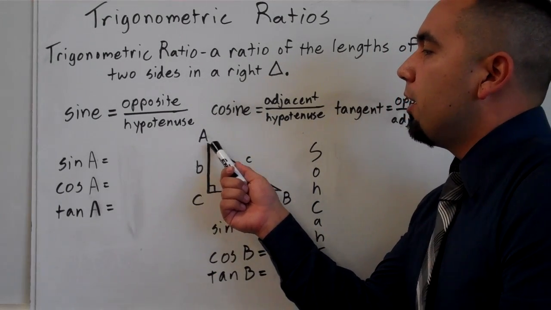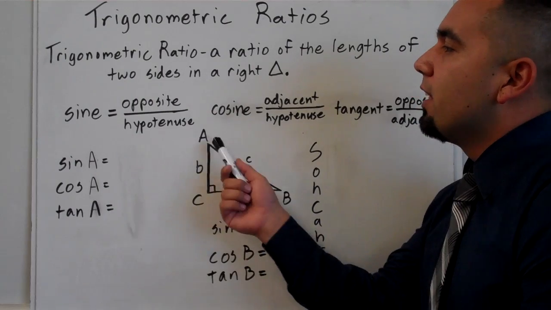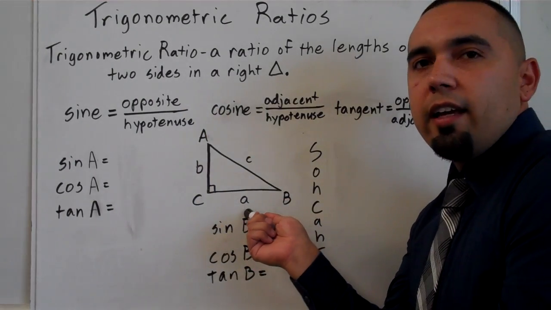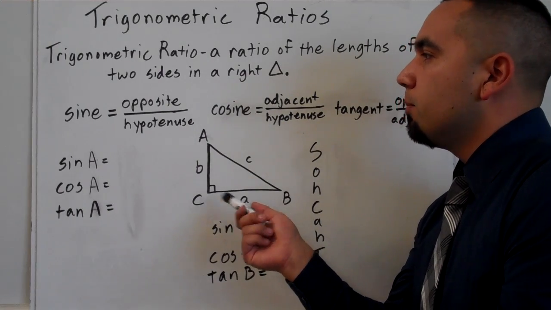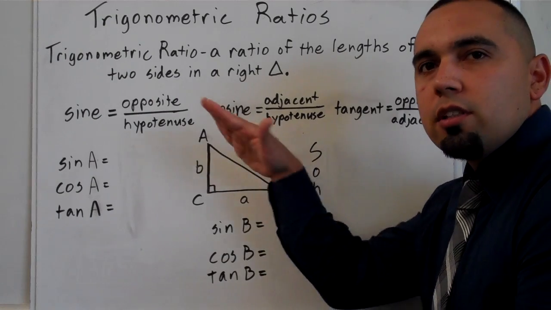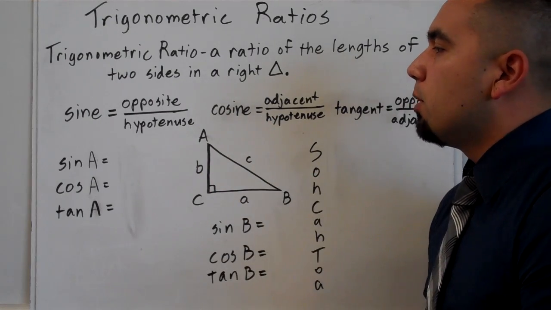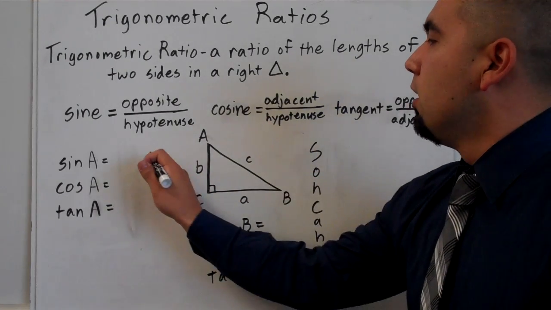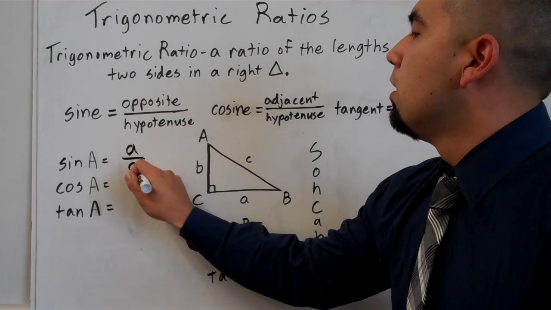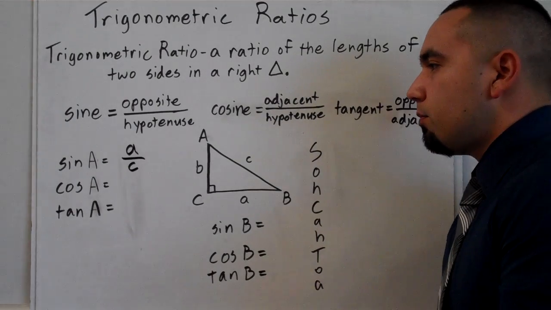So if I'm going to find the sine of A, I need to find the side that's opposite this angle, and opposite to A is the lowercase a. And the hypotenuse is always the longest side or the slant side, right? So that would be my C. So the value would be whatever a is equal to, over c.